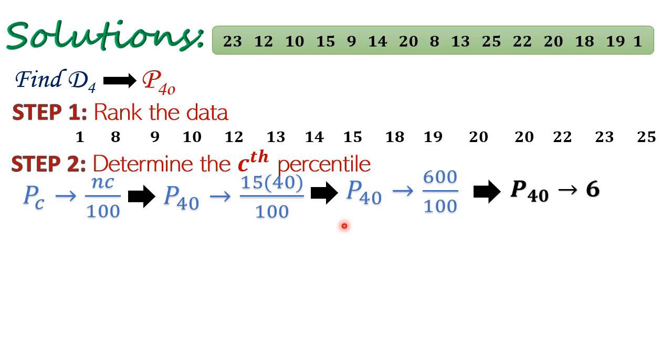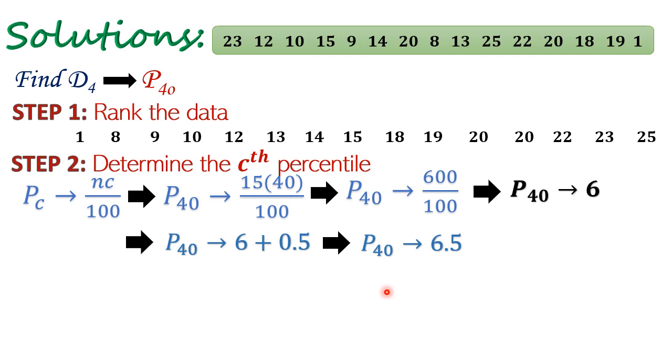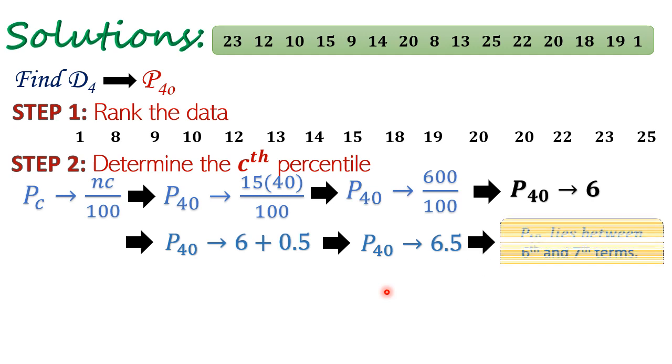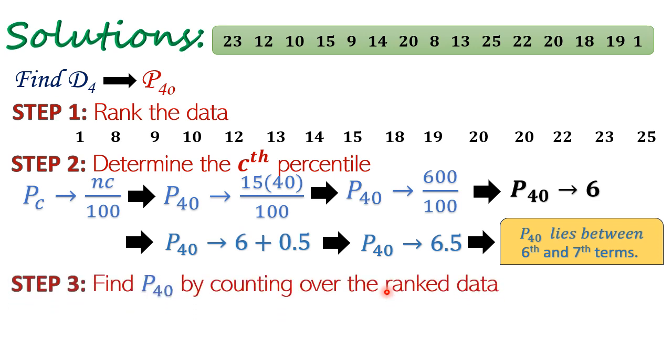If our P of C is an integer or not an integer, what would be the rule that we are supposed to apply? Here in this case, since our answer, our P of 40 or P of C is a 6, therefore we are supposed to follow our rule number 1, wherein we should add 0.5, and with that we can have 6.5 for P of 40. And with that, we can say the location of our desired percentile, which is P of 40, lies between the 6th and 7th terms. So how are we going to find out the P of 40?